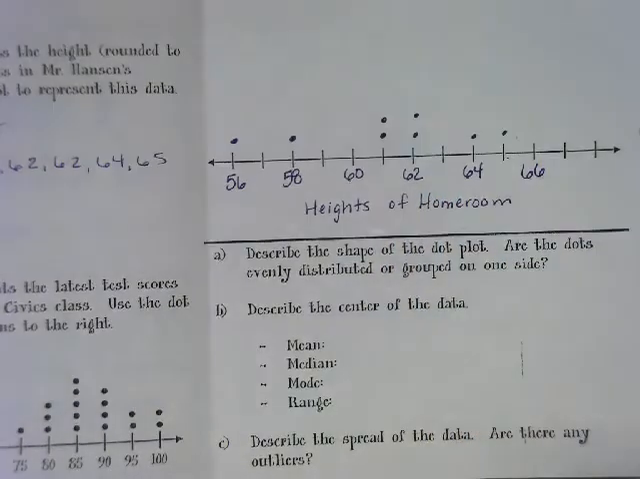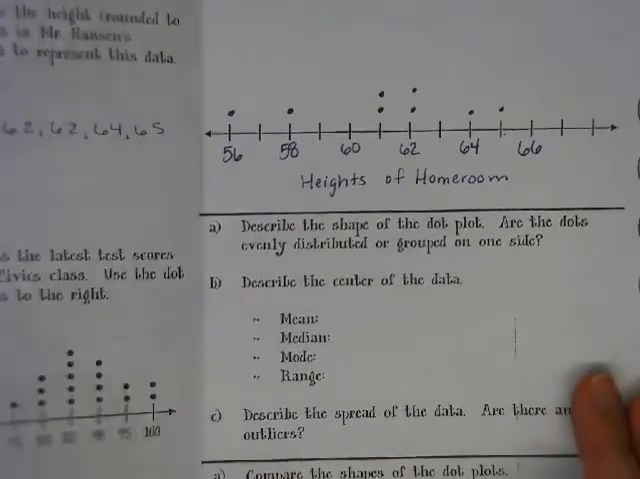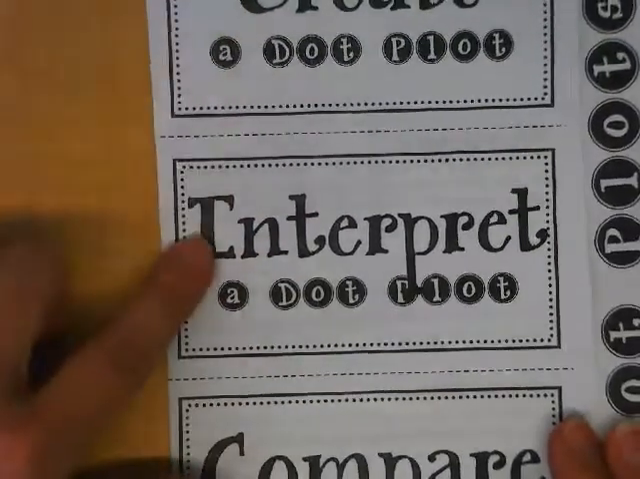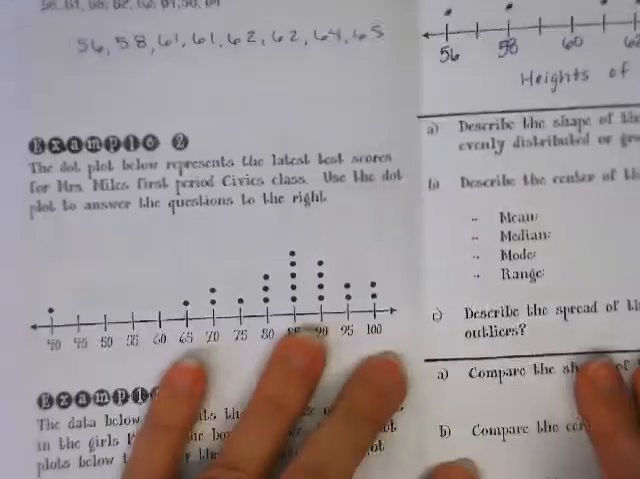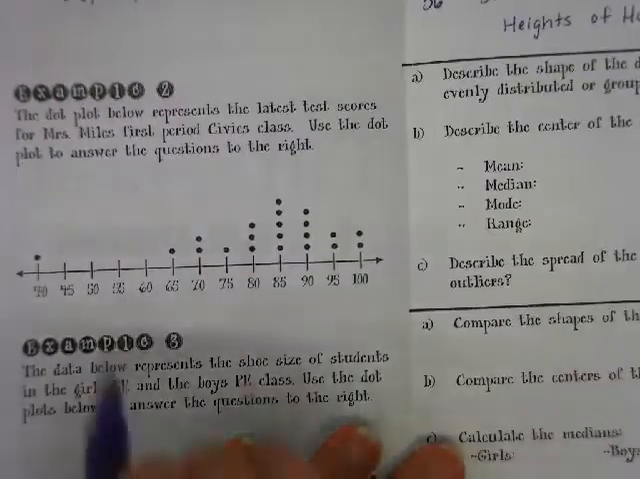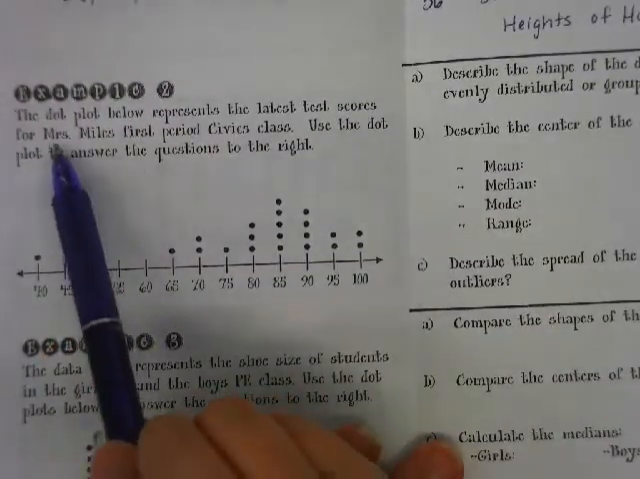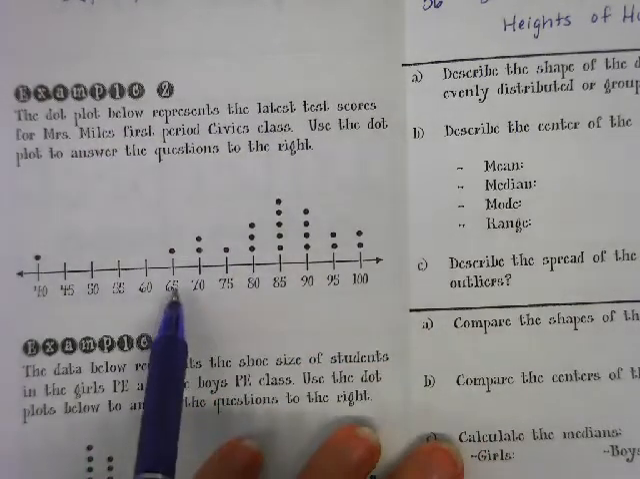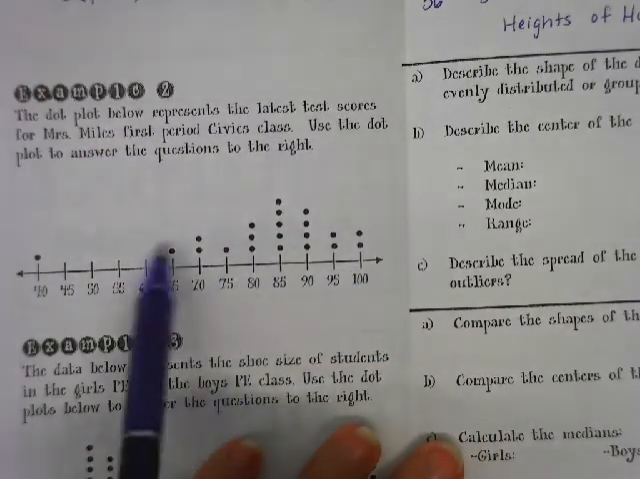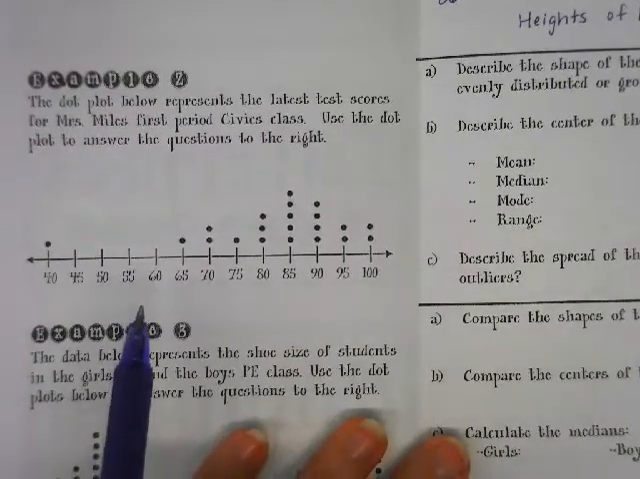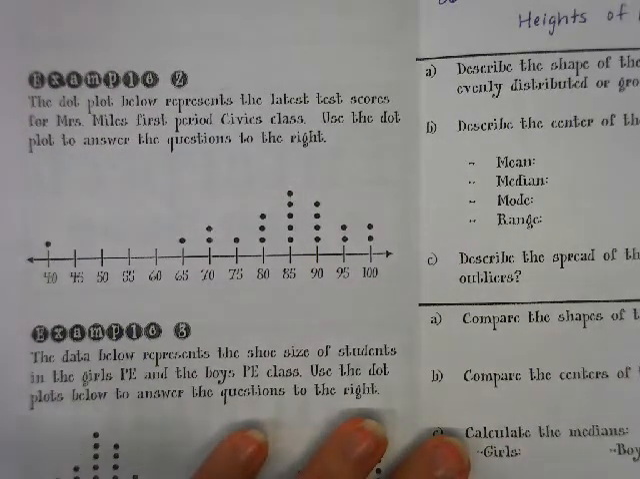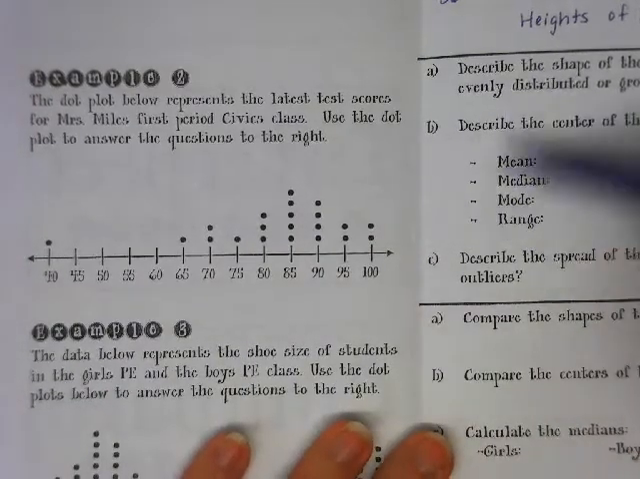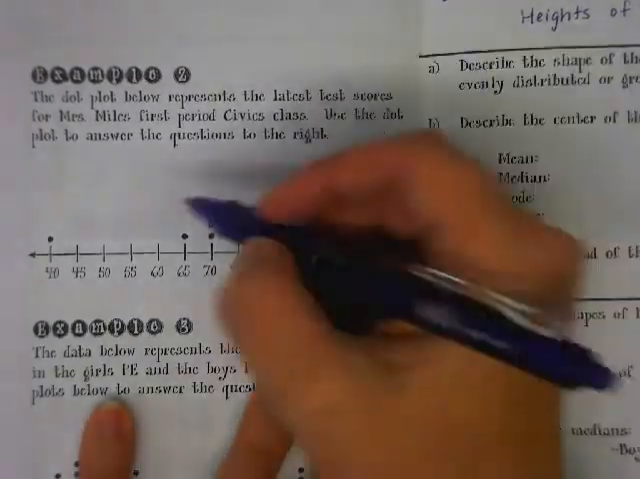All right. Can we also interpret, that's what this next one is, interpret the dot plot. So here we have, again, this is a different classroom. Mrs. Miles, this is their test scores. Ugh. Some of those test scores need some improving. Use the dot plot to answer the questions at the right. What is the first thing we should do before we even answer any of these questions? Yeah, we need to put the numbers.